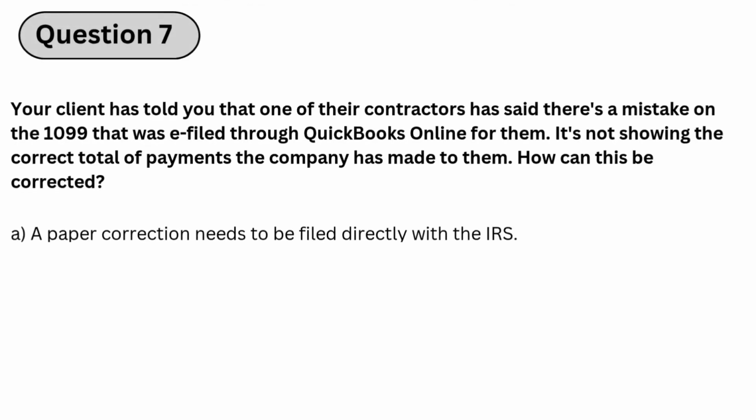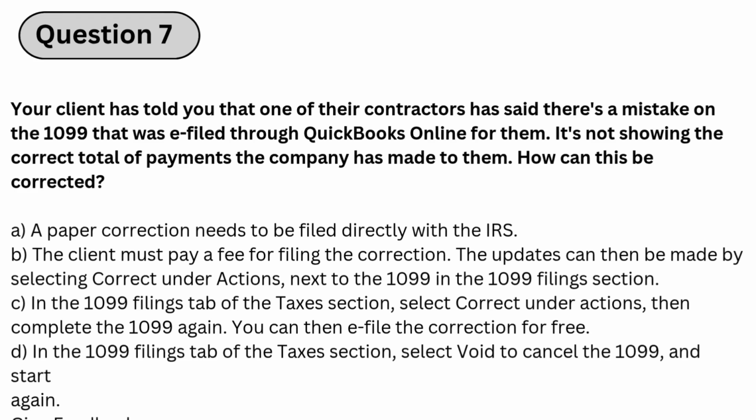Let's dive in. Your client has told you that one of their contractors has said there's a mistake on the 1099 that was e-filed through QuickBooks Online for them. It's not showing the correct total of payments the company has made to them. How can this be corrected?